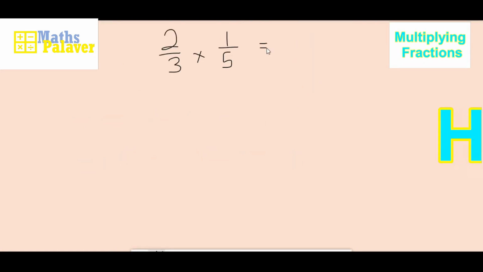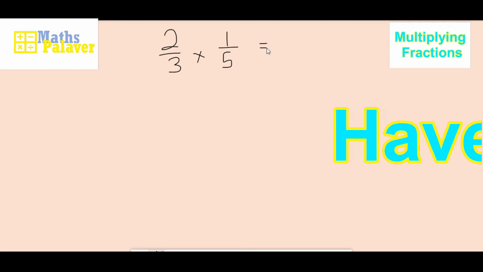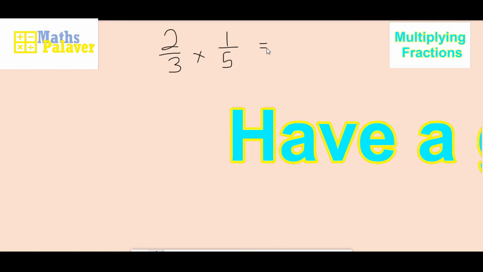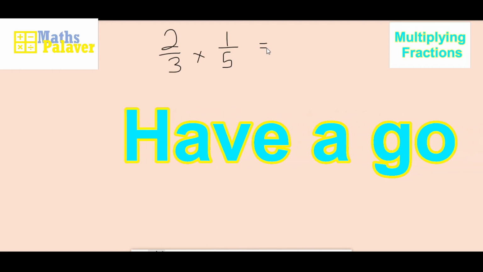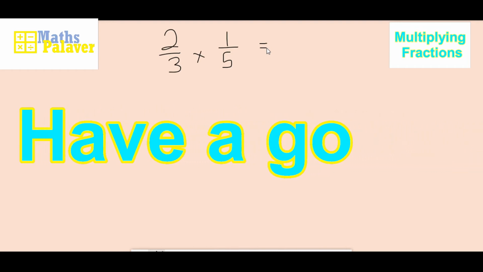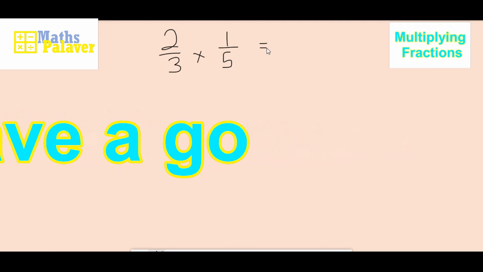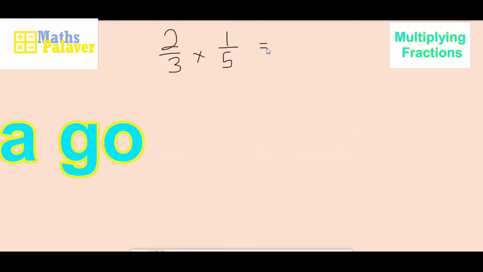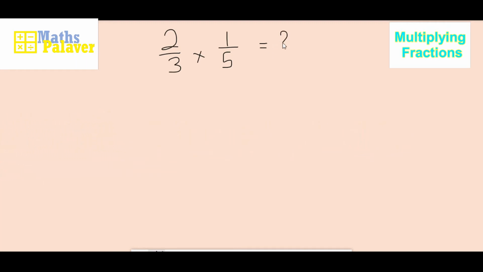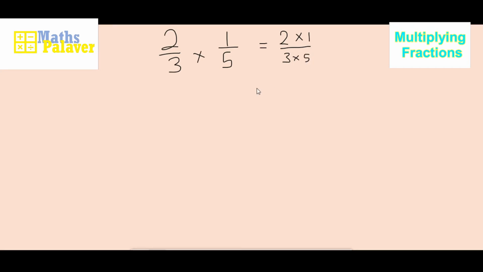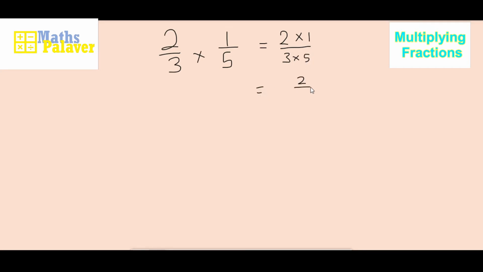Why don't you try one for yourself? Yes, you multiply the top numbers, 2 times 1, and you multiply the bottom numbers. The answer is 2 over 15. And that's how you multiply fractions.